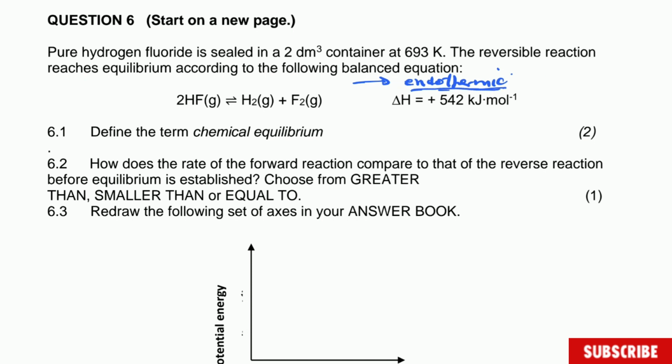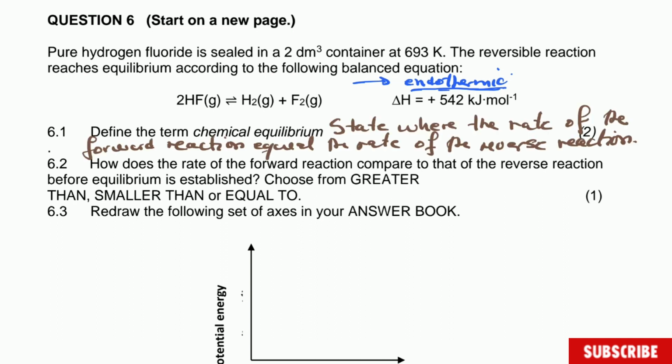reaction, okay? Now, define the term chemical equilibrium. Chemical equilibrium is the state where the rate of the forward reaction equals the rate of the reverse reaction. And careful, because some learners attempt to say forward equal to backward or reverse, and it's not like that, it's rate. So be careful with that one. There are some important words there, okay? So it's when the rate of the forward reaction equals the rate of the reverse reaction.